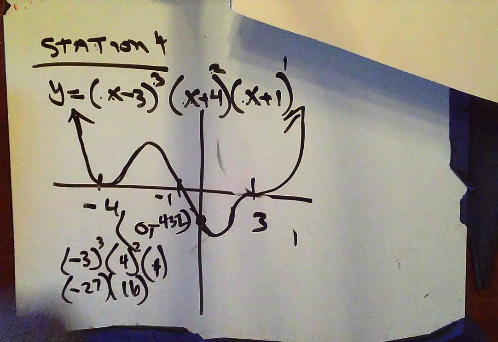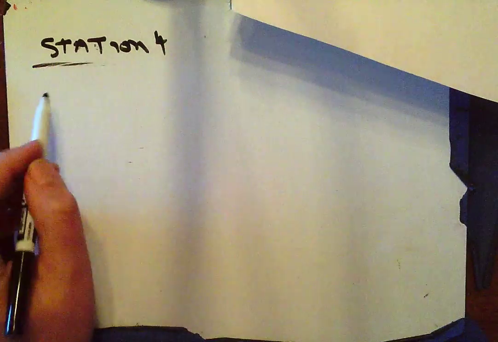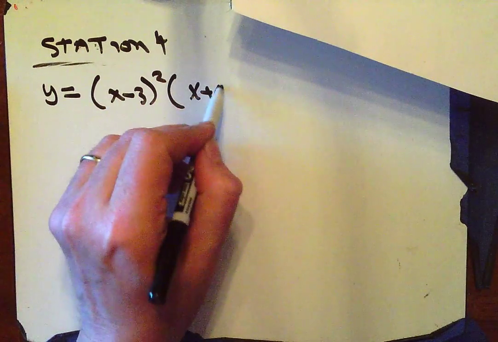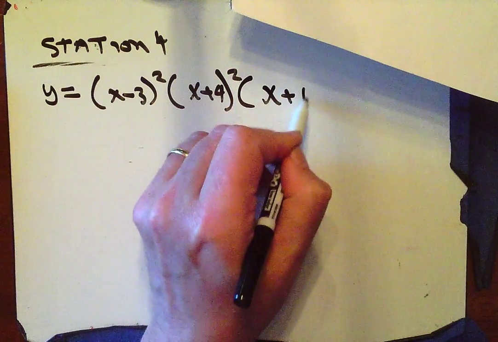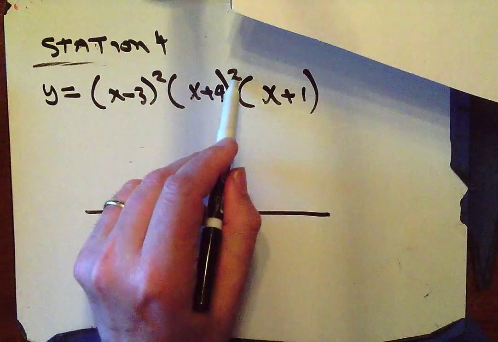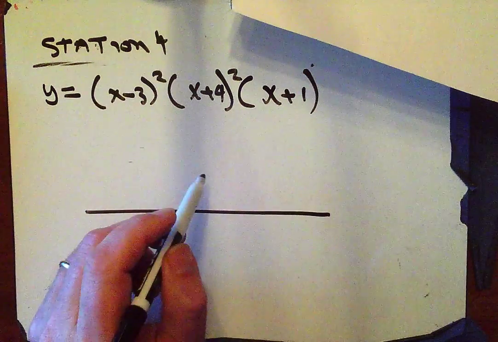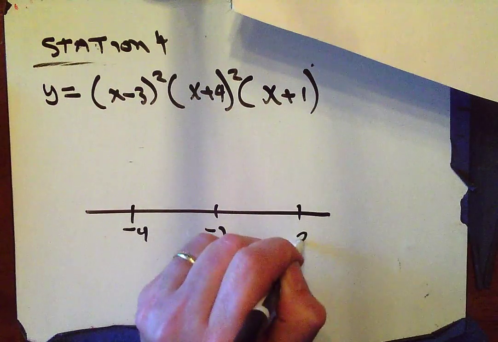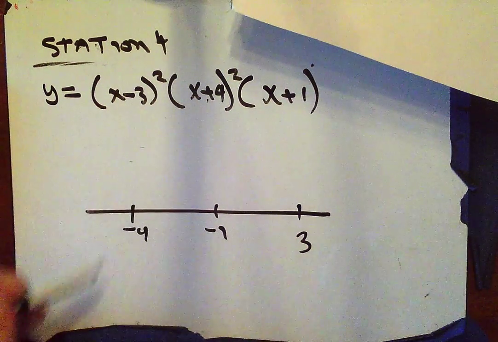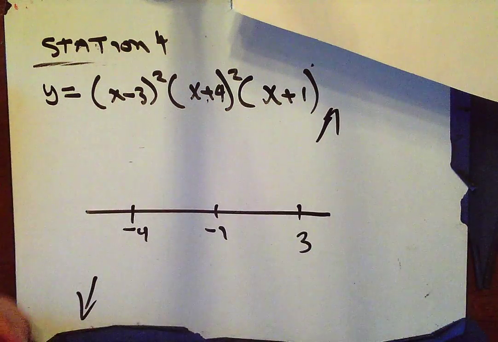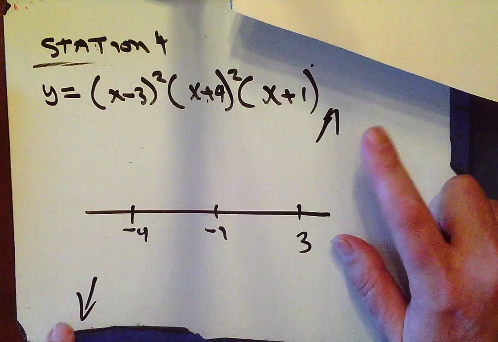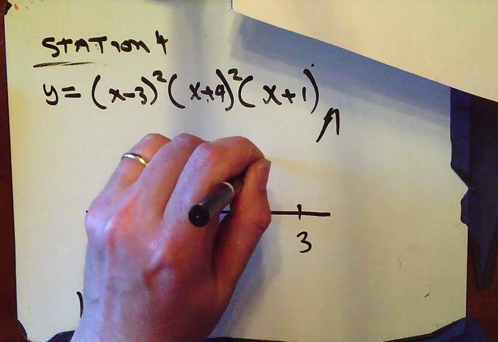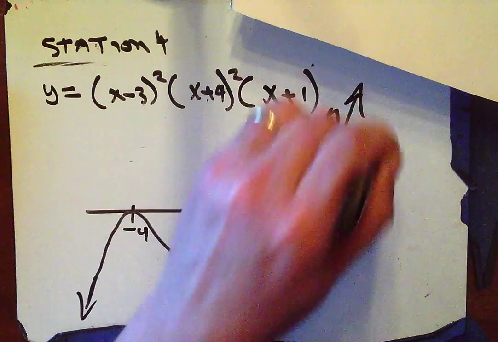Now, what about the second graph here? Well, the second graph says that y equals x minus 3 squared, x plus 4 squared, and x plus 1. Well, now we have a fifth degree polynomial with a positive leading coefficient. There's negative 4, there's negative 1, there's 3. At negative 4, I'm bouncing, but remember, because I have an odd degree polynomial with a positive leading coefficient, I've got to start with this, and then bounce off at negative 4, pass through at negative 1, and bounce on 3.